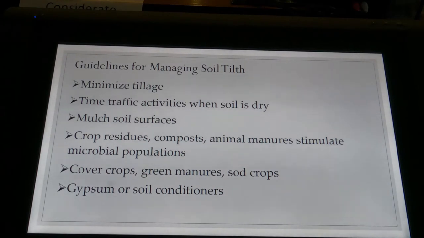Not that you need to write all this stuff down, not that you need to go crazy on your paper. But some of the things that you can do in order to manage your soil tilth: one is minimize tillage. It's kind of like rearranging your living room every day. Eventually, there's no consistency there. And then also you're taking up time losing other things.